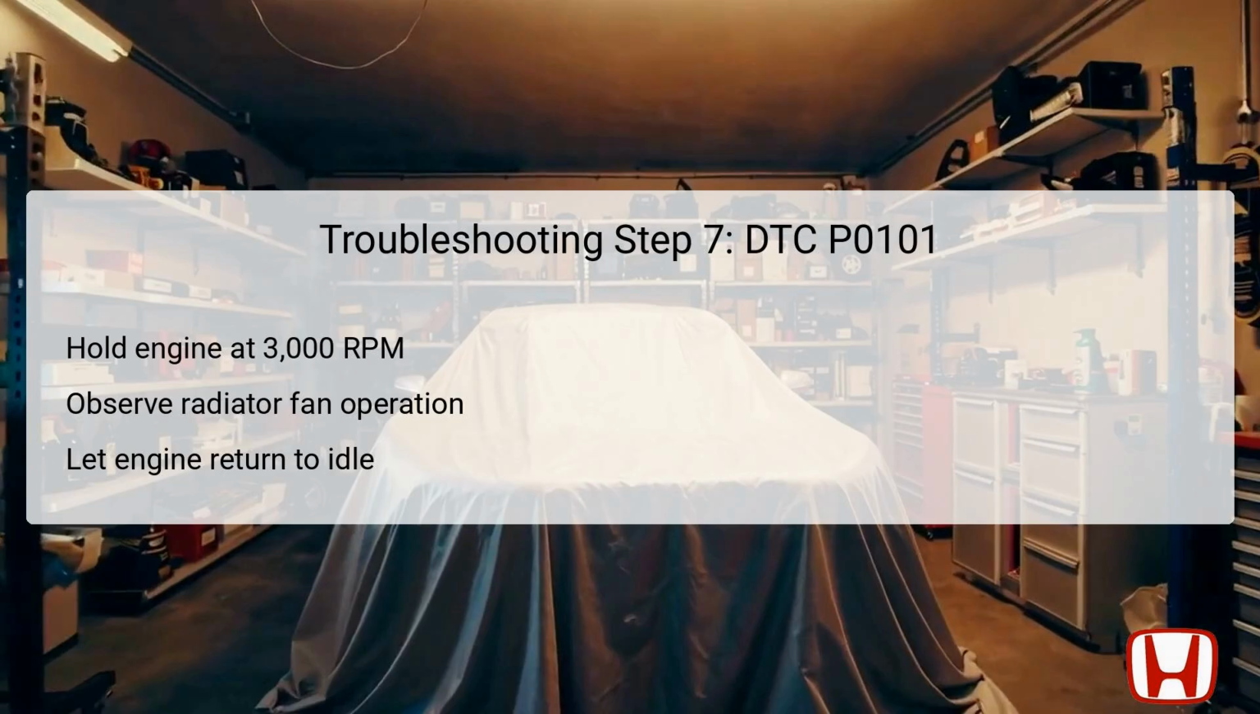At this point, continue the troubleshooting by holding the engine speed at precisely 3,000 RPM without load, meaning the vehicle should be in park or neutral. This controlled situation allows for a consistent assessment of the MAF sensor's performance at elevated RPMs. Monitor closely until the radiator fan activates. The fan should engage as the engine temperature rises, which is a normal operational characteristic.